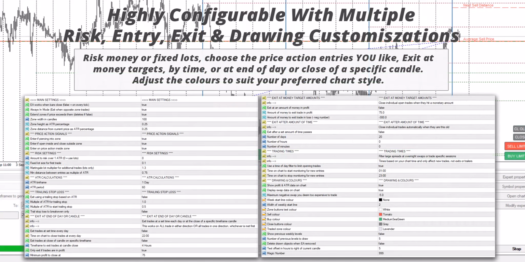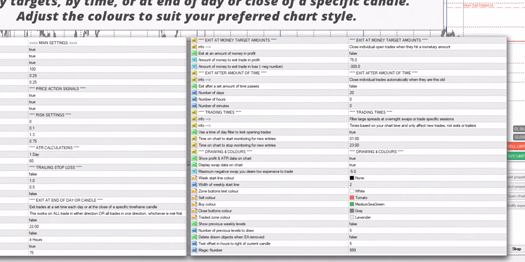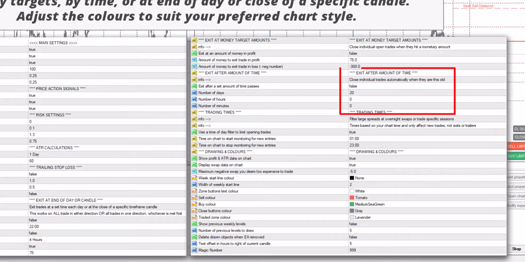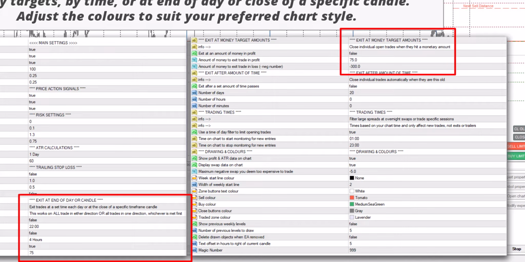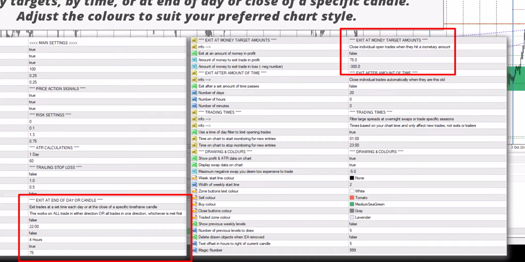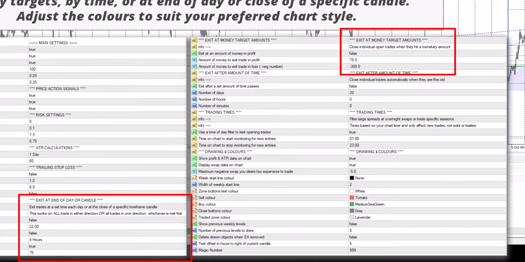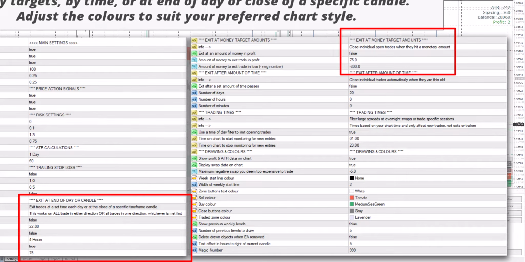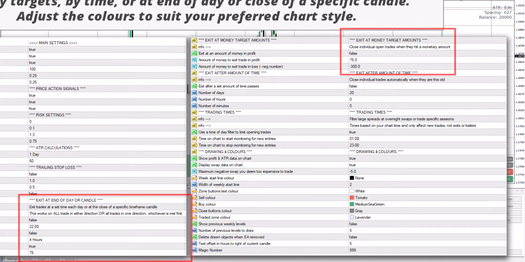There are multiple backup exit criteria built into the EA for both profit taking and loss control. You can choose to exit trades automatically based on an amount of time passing, a monetary amount in both profit or drawdown at the end of the day, or you can get the EA to check at the close of any candle on any time frame.